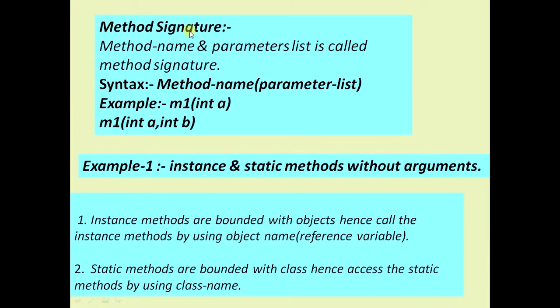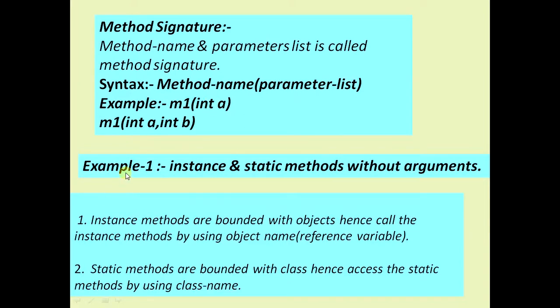Method signature. Method name and parameters list is called the method signature. Syntax: method name, parameters list. Example: m1 is the method name and int a is the parameter, together called the method signature.